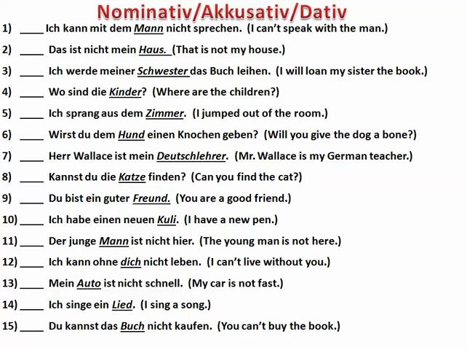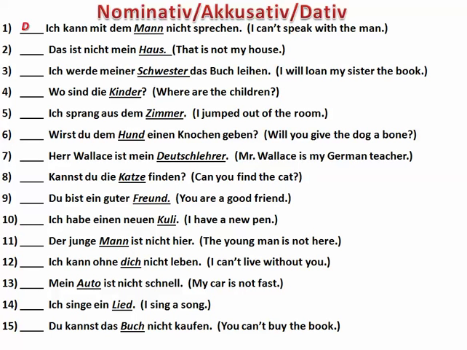Okay, so here we have a series, we have 15 sentences, and we're just going to write N, A, or D based on what the underlying noun is, what case it's in. So in our first example, I've written it in English as well. Ich kann mit dem Mann nicht sprechen. So here, Mann is the object of a dative preposition, mit.